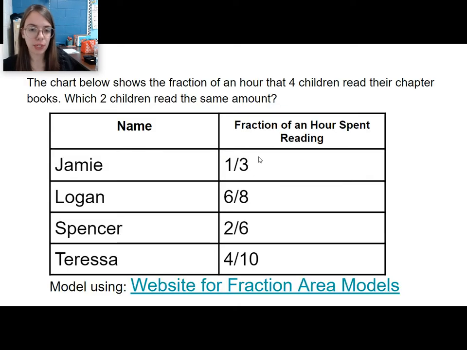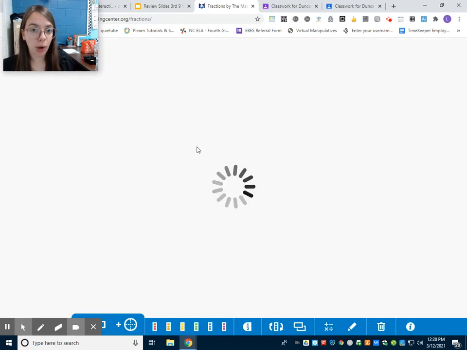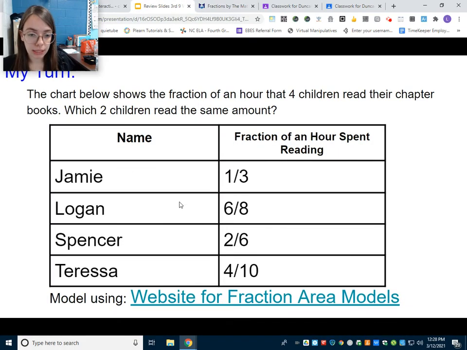All right, so let's review. The chart below shows the fraction of an hour that 4 children read their chapter books. Which 2 children read the same amount? So if we're looking for the same amount, we're looking for which 2 are equivalent. So we have a virtual manipulative that we've been using this year, our area models, to help us with equivalency. So if I was going to solve this problem, I would pull out my virtual manipulatives and build each one.